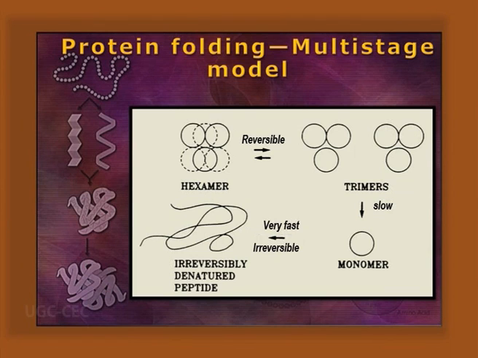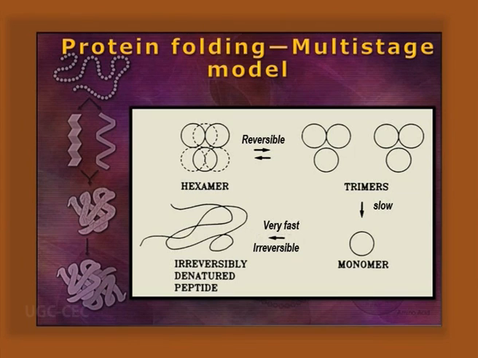In the multi-stage model, the quaternary structure is monitored via light scattering and the polypeptide chain formation is monitored by CD spectra. In the case of glutamate dehydrogenase, from hexamer to trimer, the process is reversible for the unfolded state. But from the trimer to monomer in the native conformation, it is very much irreversible.